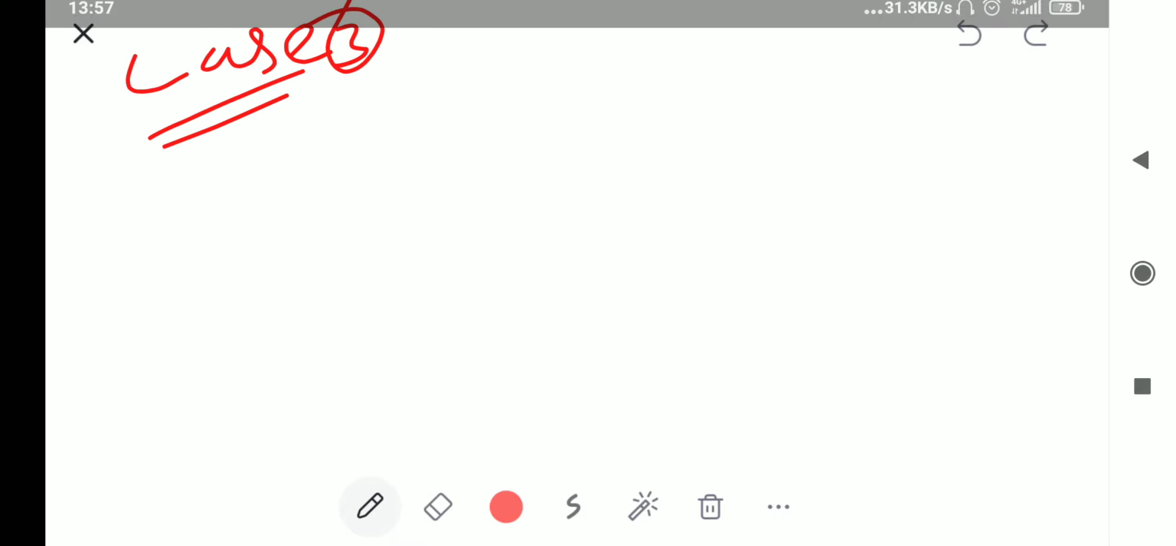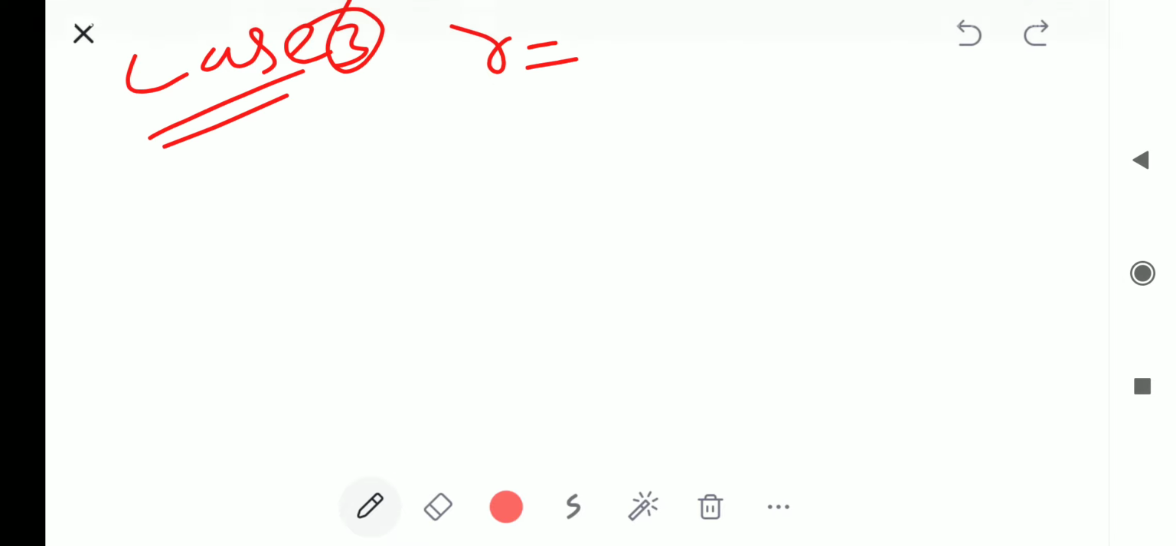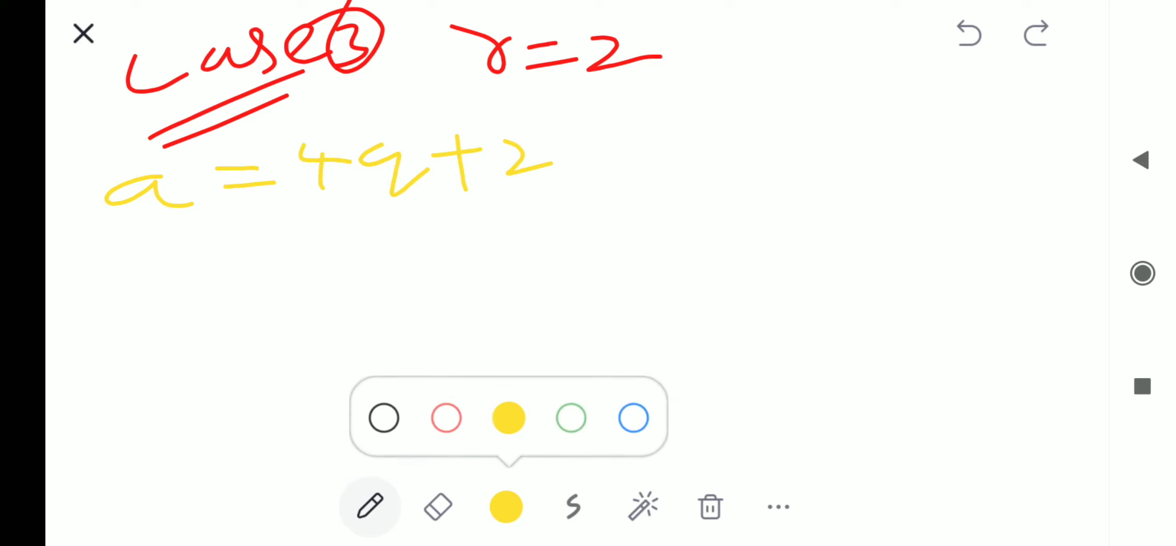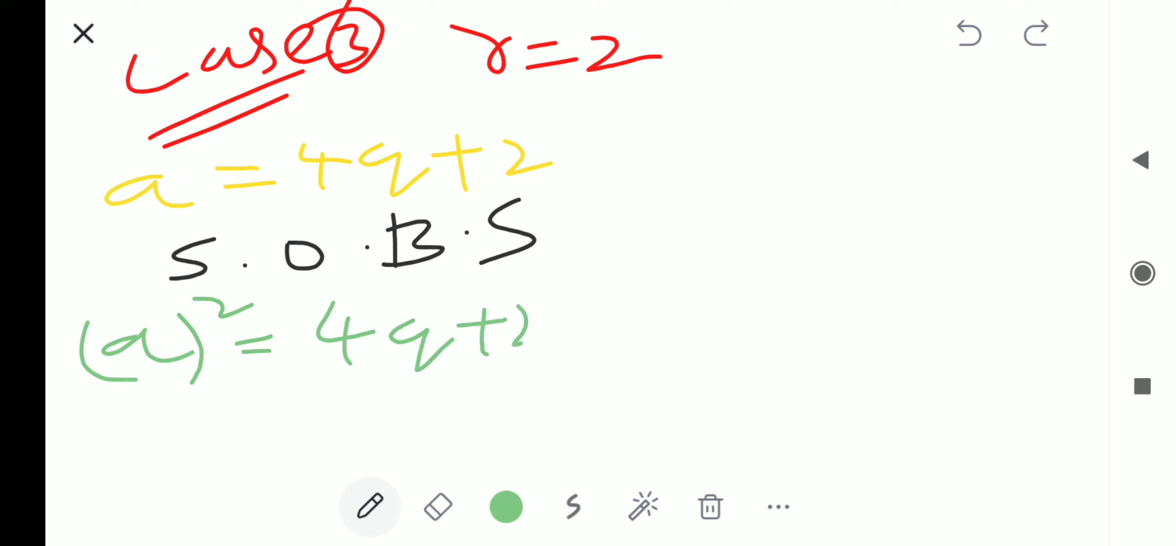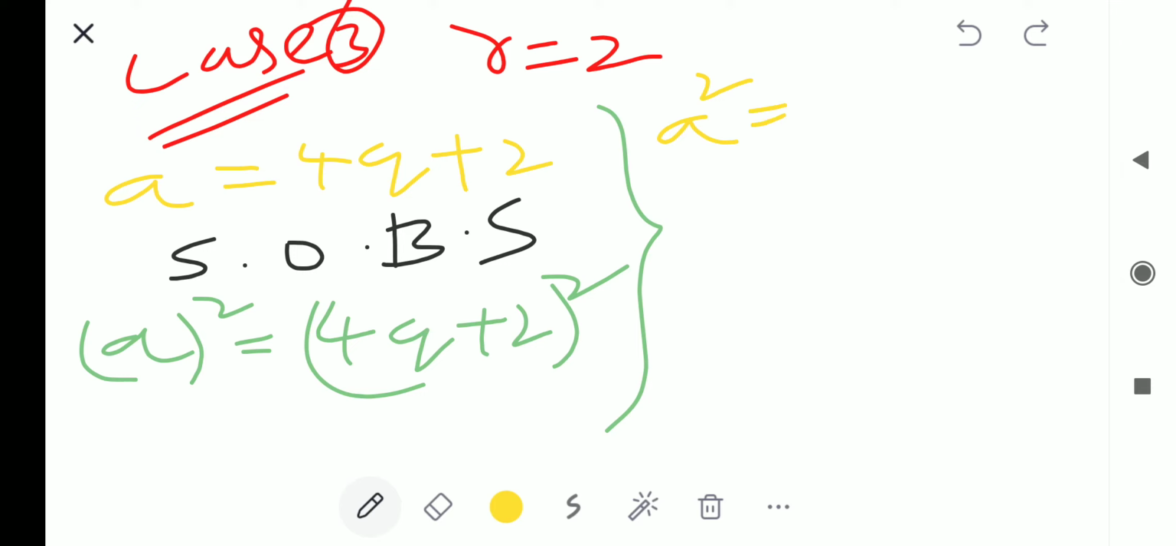In case 3, I am taking r value 2. So when I take r value 2, a is equal to bq plus r, it becomes 4q plus 2. Then again I should do squaring on both sides. If I do squaring on both sides, I will get a whole square is equal to 4q plus 2 whole square.